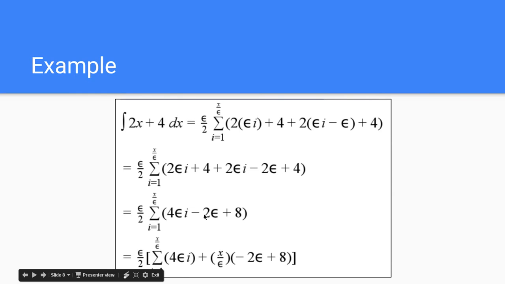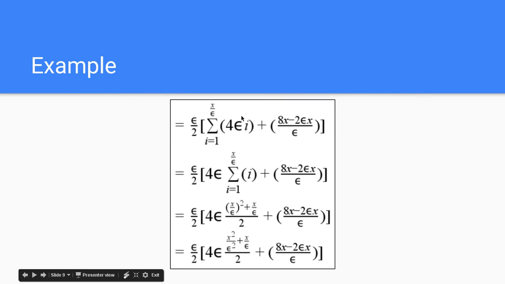And then what I've done is since these two right here are constant, I pulled them out. Because if you're adding a constant every time, n amount of times, that's the same thing as just multiplying those constants by n. And n in this case is x over epsilon. So I've just pulled these two constants out of the summation and then multiplied them by x over epsilon. And then I just multiplied them out.